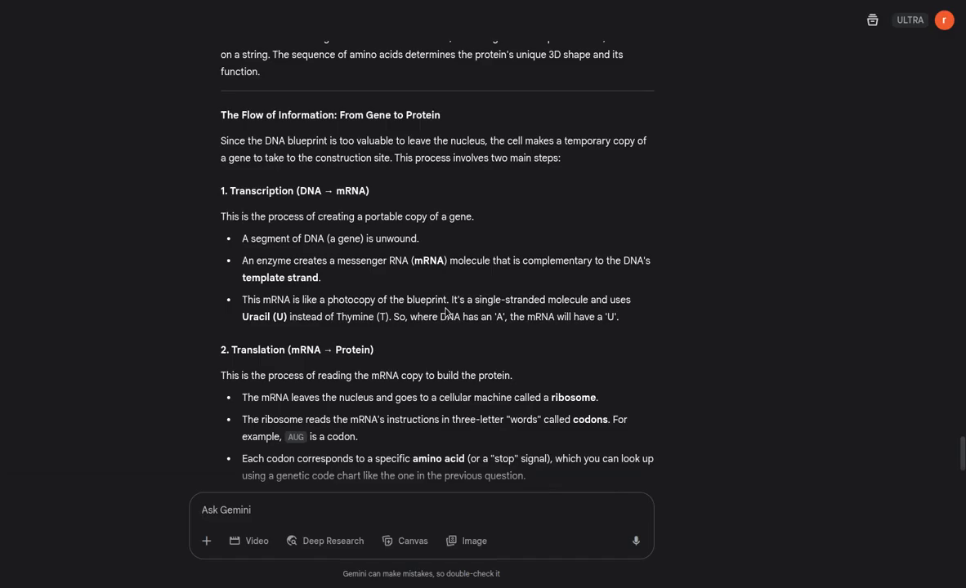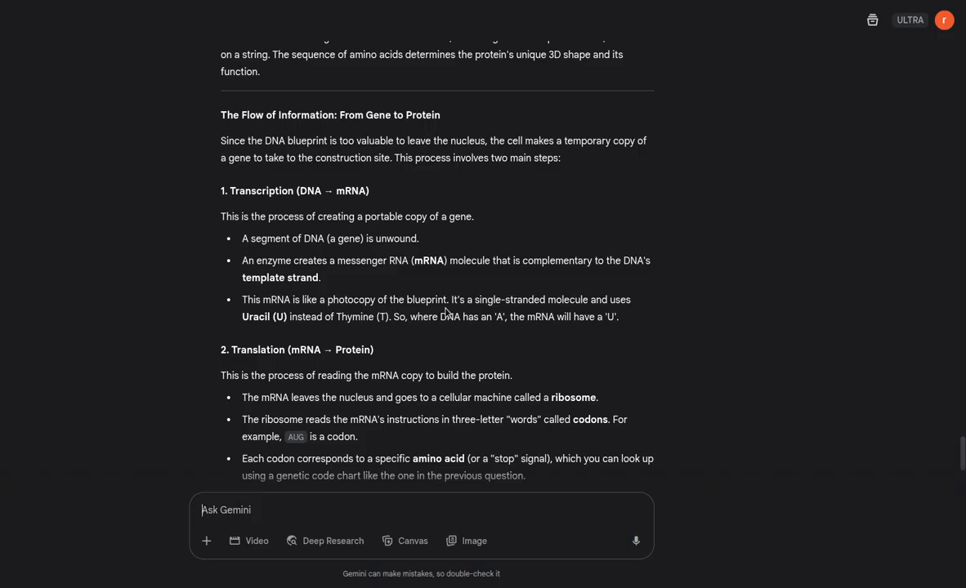Here is the flow of information from gene to protein. Transcription, gene to mRNA. Okay, in transcription, what happens? It goes from DNA to mRNA. This is the process of creating a portable copy of a gene. Okay, a segment of DNA is unwound. An enzyme creates a messenger RNA molecule that is complementary to the DNA's template strand. Okay, understood. This mRNA is like a photocopy of the blueprint. It's a single-stranded molecule and uses uracil instead of thymine. Where DNA has an A, the mRNA will have a U.